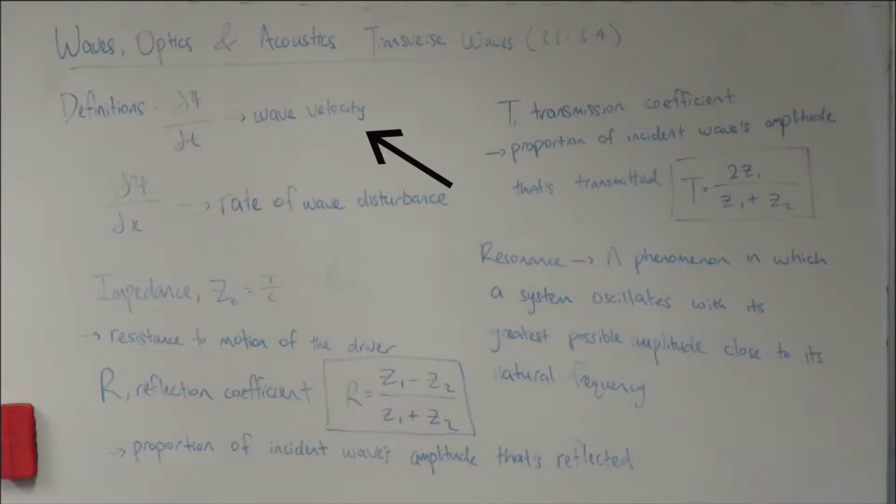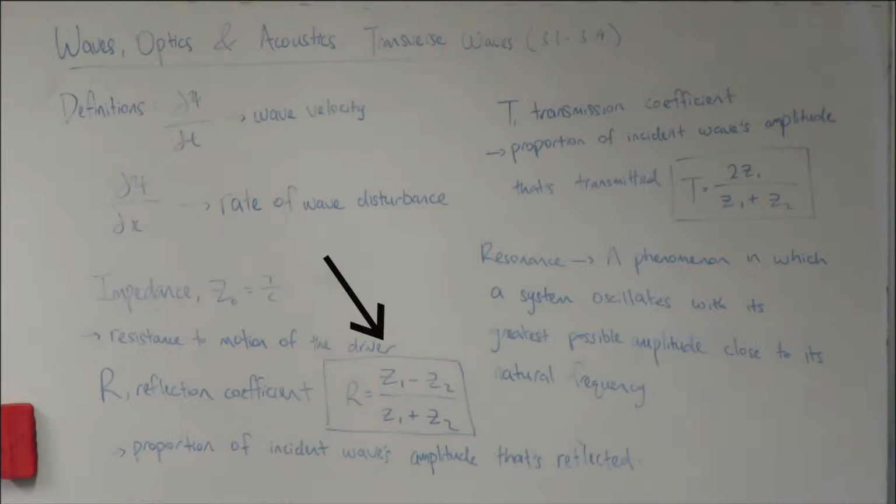The partial derivative of the wave function with respect to time is the wave velocity, and with respect to its displacement along the wave is the rate of wave disturbance. Impedance, Z0, is a measure of the resistance to motion of the force driving the wave.